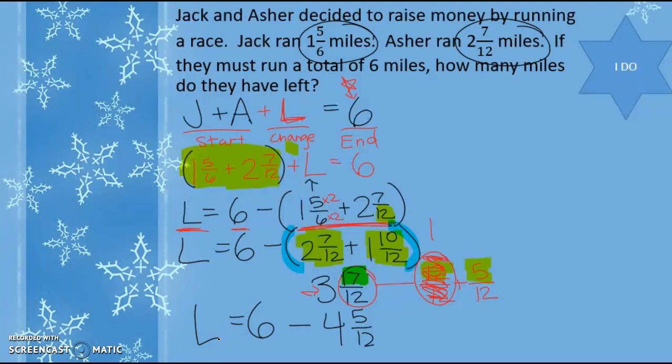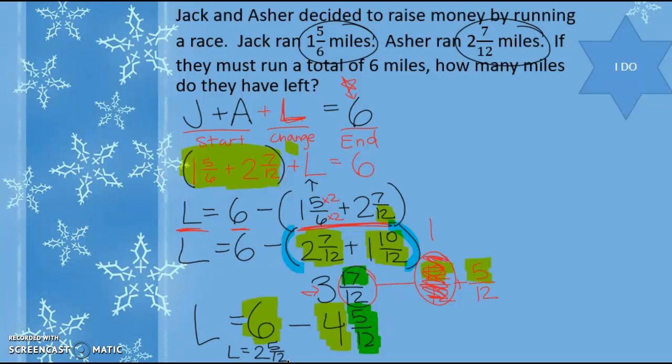So now we have 6 minus 4 and 5 twelfths. Now, unfortunately, you might be thinking, how am I going to subtract this? You already know. Just subtract the whole numbers. 6, and then we have 4. What is 6 minus 4? You're right, it's 2. But it's not just 2 because we have a fraction. It's going to be 2 and 5 twelfths. So down here, really small, since that's the space I have left, I'm going to subtract and say, oh, I have 2 and 5 twelfths.